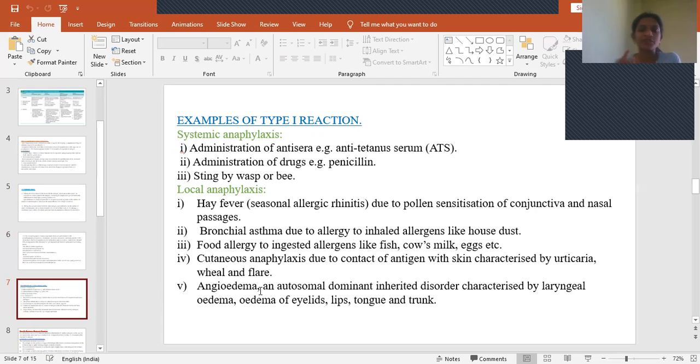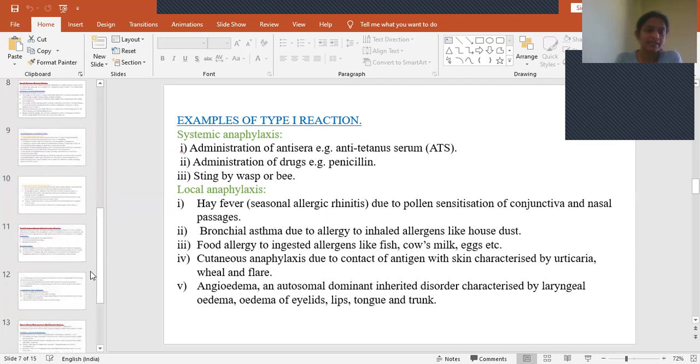Angioedema means inflammation of the blood vessel. And also edema of eyelids, lips, tongue and trunk can be seen. So these are the local anaphylactic reactions, and those were the systemic anaphylactic reactions. Okay, this is all about type 1 hypersensitivity reactions or anaphylactic reactions.